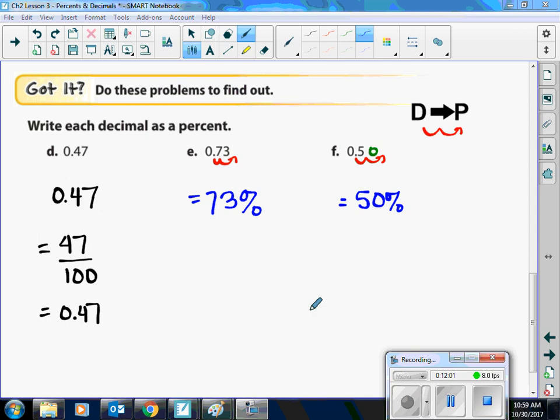All right, going back to problem D, it has been brought to my attention, Mrs. Hart, you're supposed to write this as a percent. And what did I write it as? A decimal. So I would have gotten that wrong on a test, right? So this is 47 per 100, right? So that's going to be 47%. Very good. Good catch.